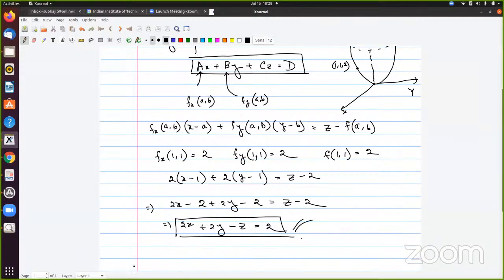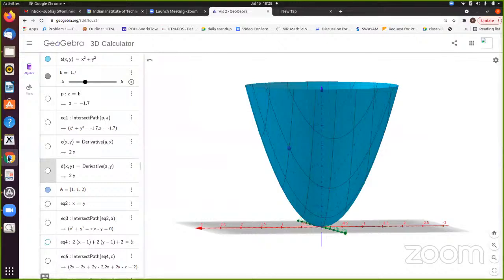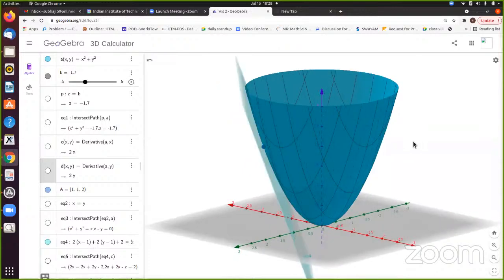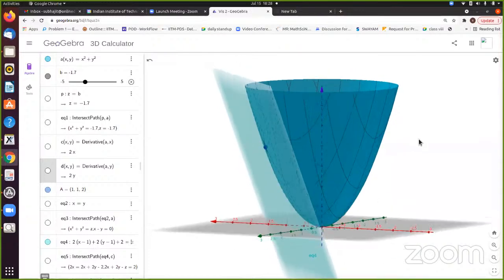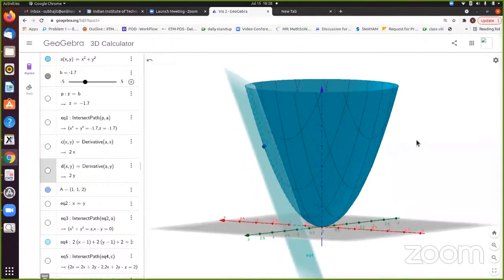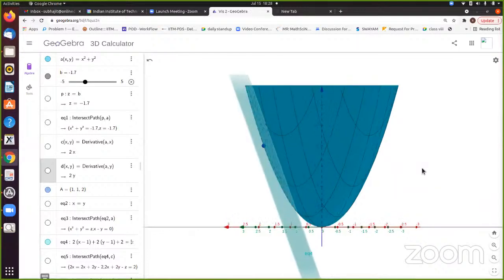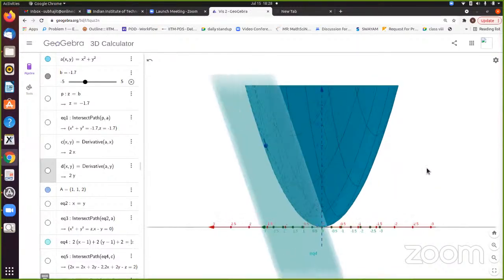So let's see how this plane looks in GeoGebra. 2x plus 2y minus z equal to 2. So basically this is the equation which I have written here. So this will be the tangent plane. Can you see this? Yes. So you can see that this plane is passing through the given point (1, 1, 2). Okay.